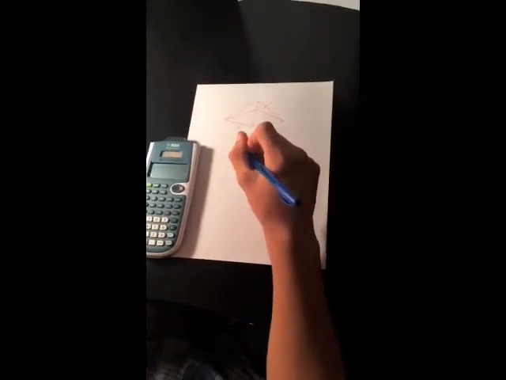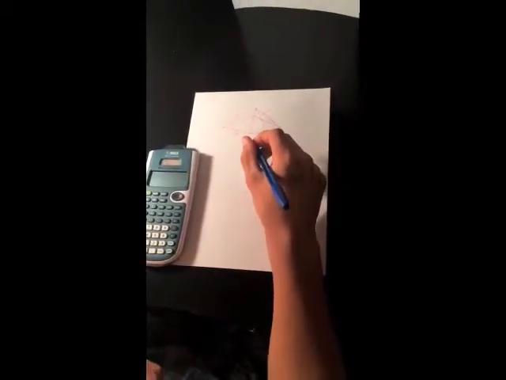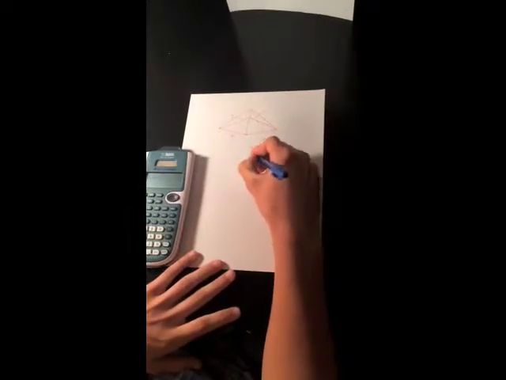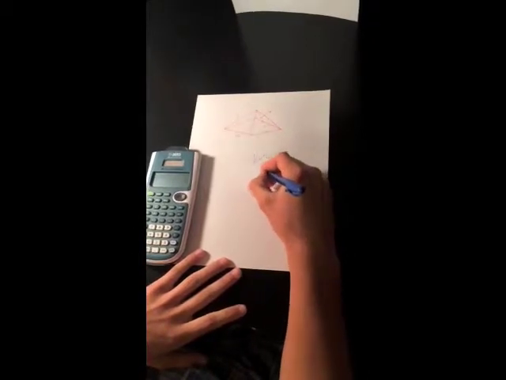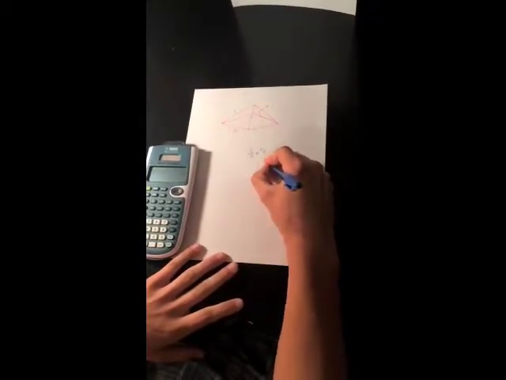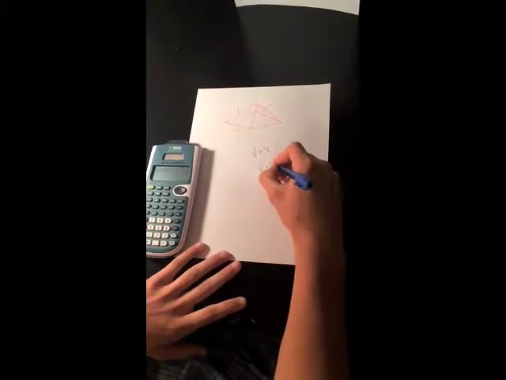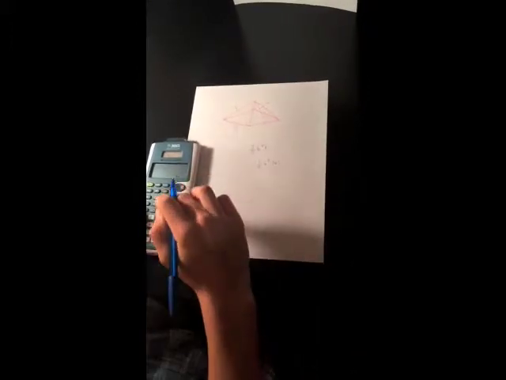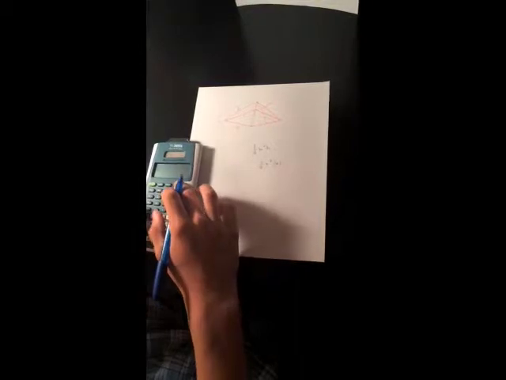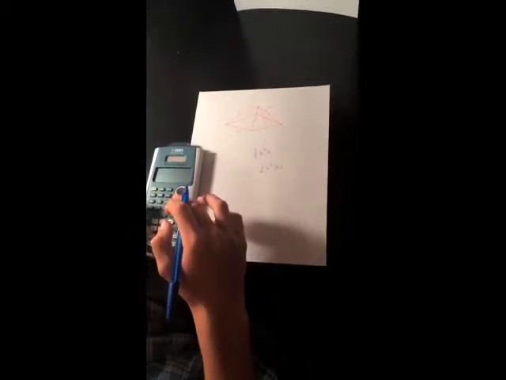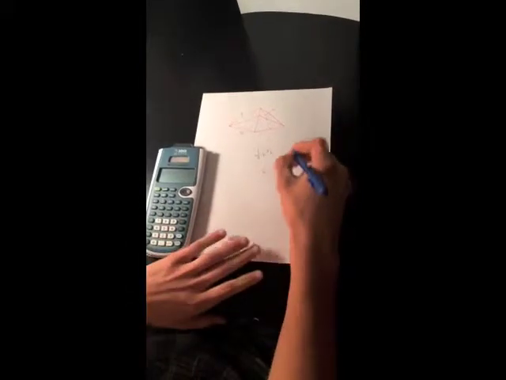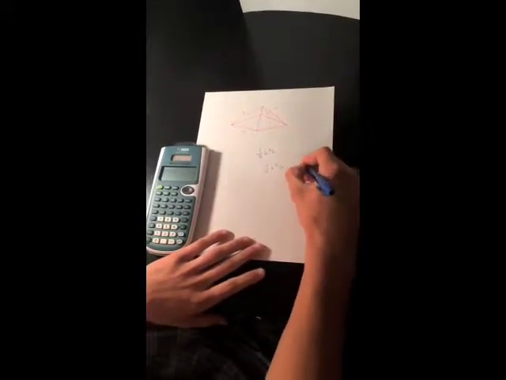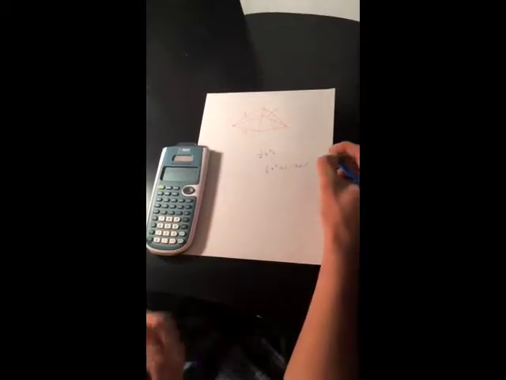I'm going to show you how to find the volume and surface area of a square pyramid. The formula for the volume of a square pyramid is 1/3 base squared times height. You're going to plug in the 4 for the base and the 6 for the height. Plug that into your calculator, and you get 32 inches cubed.